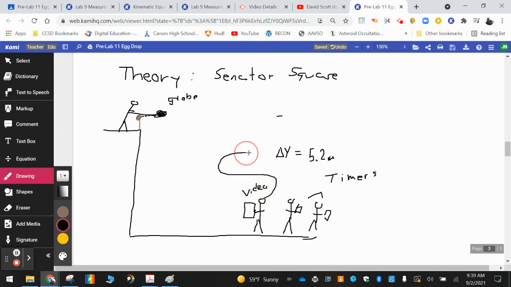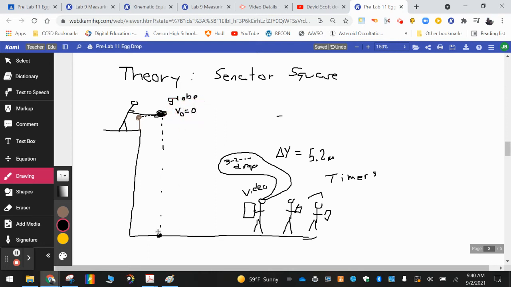They're going to count 3, 2, 1, drop. Whoever is doing the video is going to tell this person up here, 3, 2, 1, drop. They're going to drop the globe, and these people will time it as best they can. The globe is going to fall like this and gain speed, and it's going to hit the ground. So it's 5.2 meters above here. Now, consequently, what is the initial velocity?